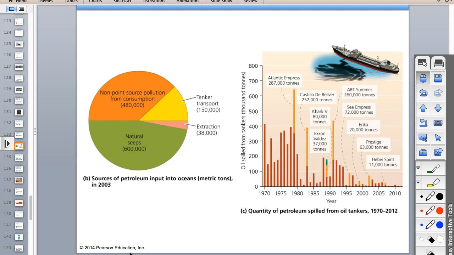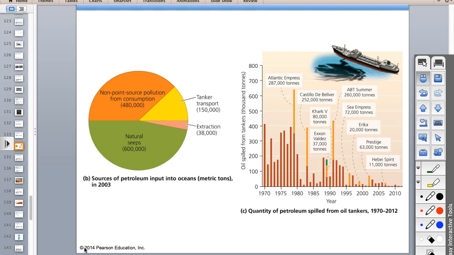So this is what I was talking about, you guys. If you look at the percentages from where we actually get oil in the ocean, natural seeps is way bigger than anything that we spill. So natural seeps is here. Then there's point source pollution and non-point source pollution. That's something from chapter 15 that you didn't have yet. Point source pollution is like if you can point to it, like we talked about yesterday with Plant Bowen. Can you point to the pipe on Plant Bowen? Yes, so that's point source.